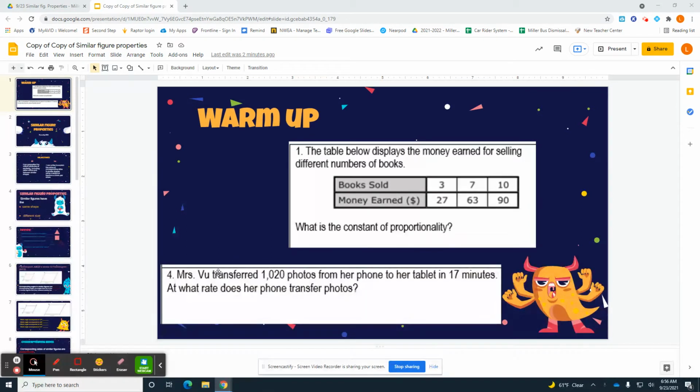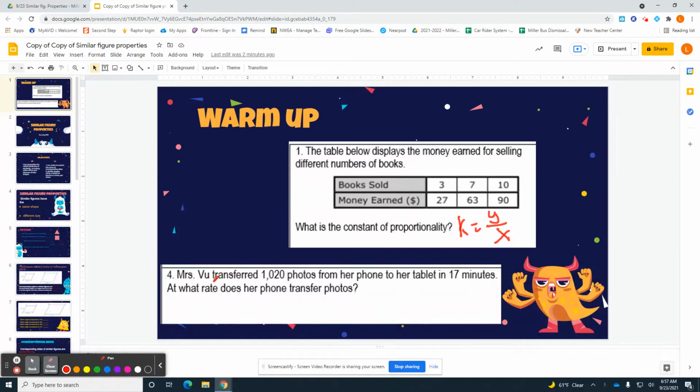So this is your warm-up. You have these two questions. The first one says, what is the constant of proportionality? So you have to find the constant of proportionality from the table. Remember, your formula for constant of proportionality is K equals Y over X. You're going to use that to find your constant of proportionality.